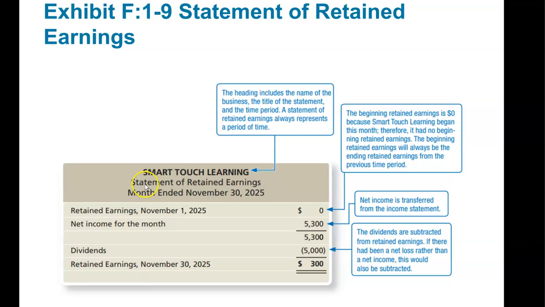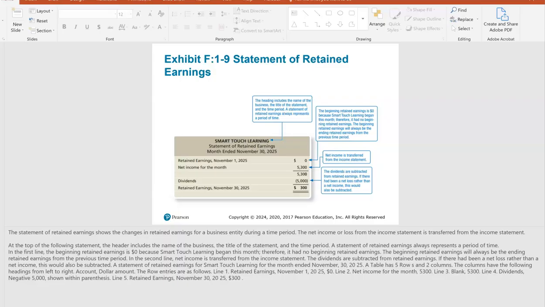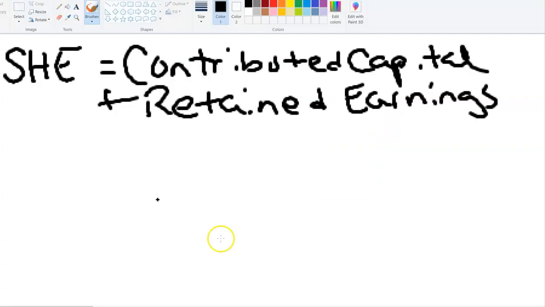So one thing I want to point out, the statement of retained earnings, remember, that's one piece of stockholders' equity. The other piece is contributed capital. So let's go here for a second. Hang on. Let's go to here. I just wrote that down. So stockholders' equity is equal to contributed capital plus retained earnings.